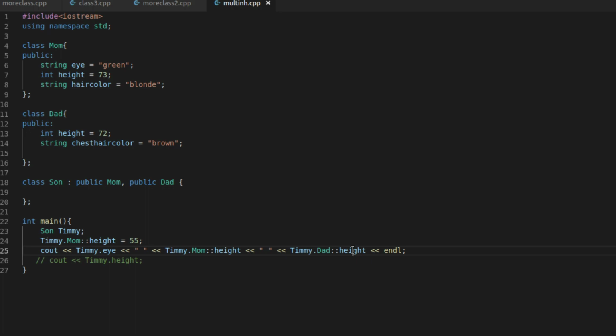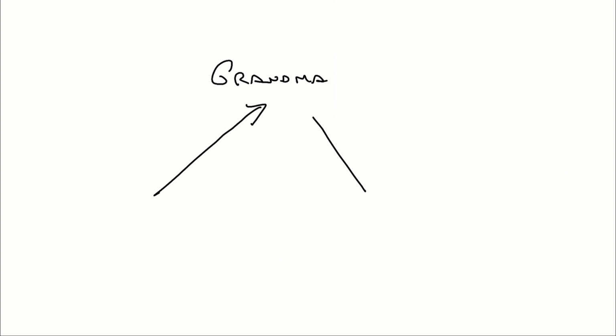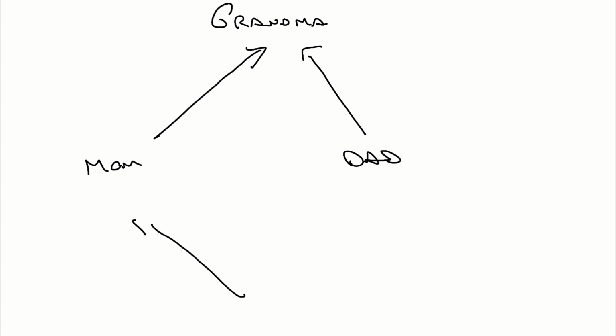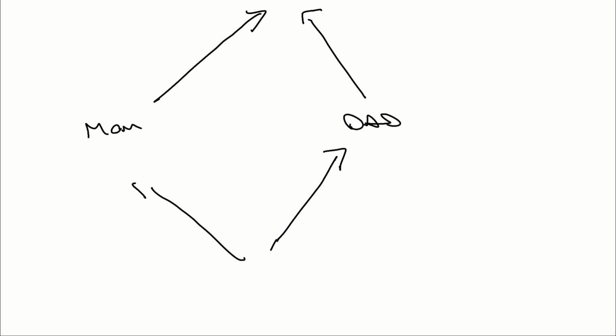The other issue you can have is what is known as the diamond problem. The diamond problem is kind of the same thing, but more accidental. Let me give you a situation now. Let's say that we have a class called grandma. Grandma is going to be inherited by both mom and dad. And I hope you can see where this is going now. But then mom and dad basically inherit the son class.